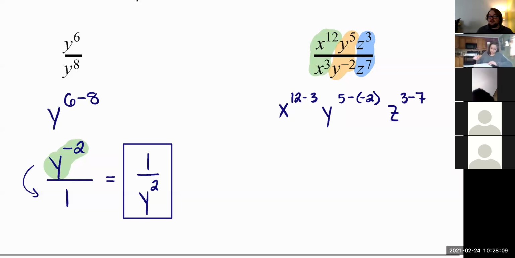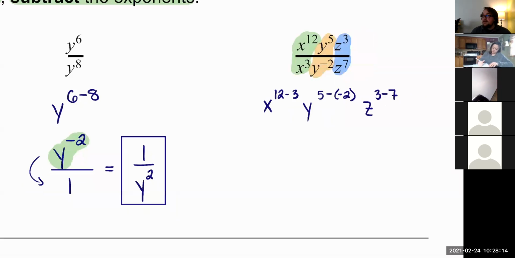So again, yes, there's multiple ones, but so long as you work them out separately from each other, you should be able to get them combined nicely. And as I clean this up, x to the power of 12 minus 3 gives me x to the power of 9. Y to the power of 5 minus a -2 gives me y to the power of 7. And z to the power of 3 minus 7 gives me z to the power of -4. And then I realize I grumble a little bit. I still have a negative exponent.